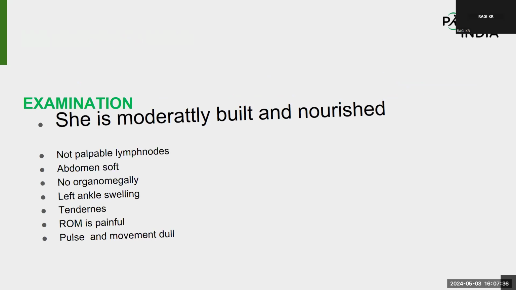On examination, she's well moderately nourished and body built, not palpable lymph nodes, and abdomen was soft. There is no organomegaly. Only for that left ankle have the deformity, tenderness, and swelling, and limited movements. When she is moving around a simple step, she feels very much of pain. And on examination, there is a pulse, and movement is very dull on these times.